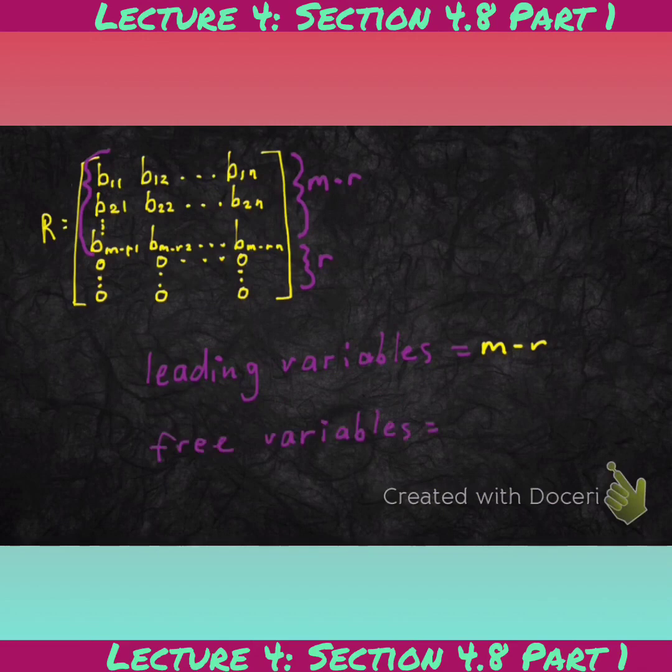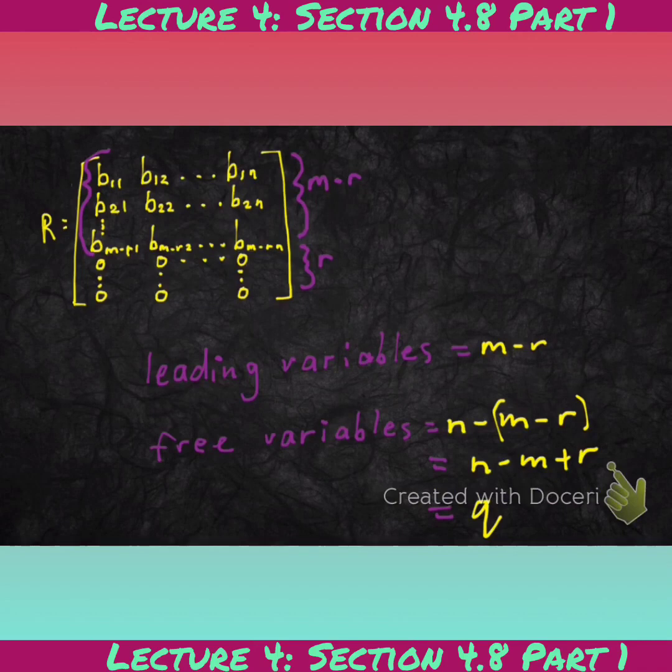Okay, so the number of free variables is simply going to be calculated by taking the number of variables and from that number subtracting the leading variables. Right, so the number of variables we said was n, and from that we subtract m minus r, so that becomes n minus m plus r, and for argument's sake let's just call that whole thing q.